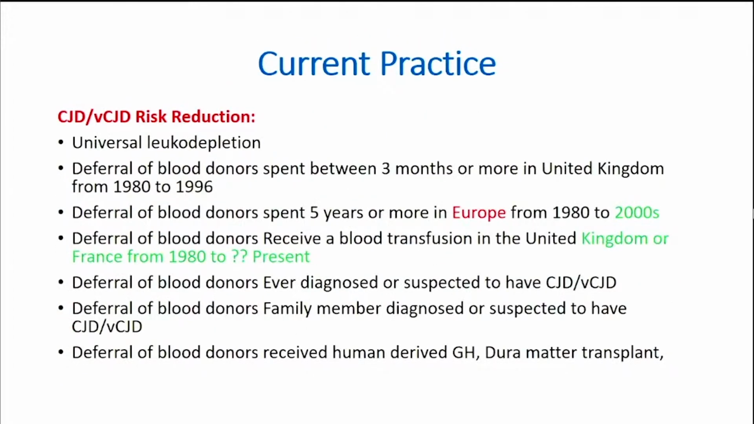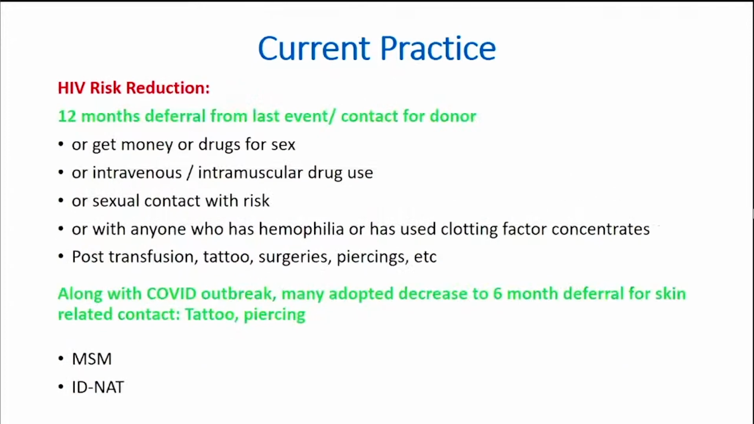So the current practice for HIV risk reduction for now is a 12-month deferral from the last event or contact of blood donors in our country. Usually this applies to donors who have received money or drugs for sex, intravenous or intramuscular drug users, or anyone with sexual contact with high-risk persons. However, so far, most of the blood centers defer donors who are MSM indefinitely.